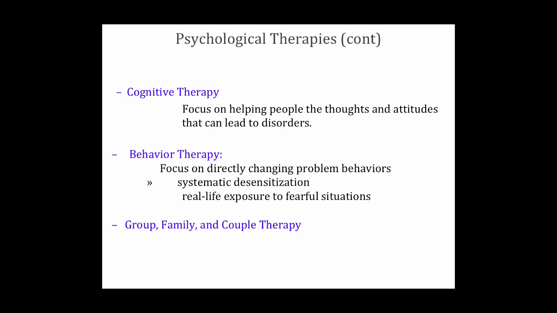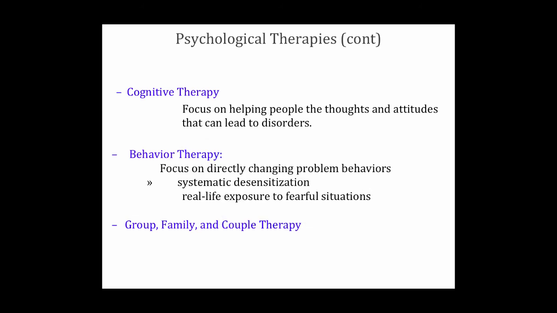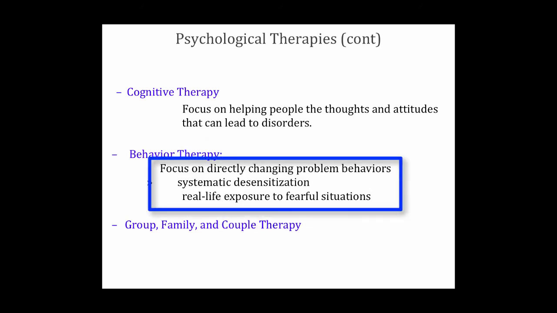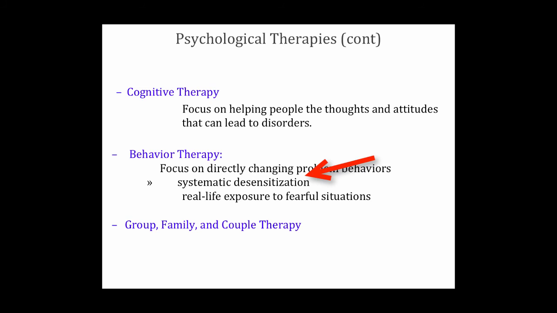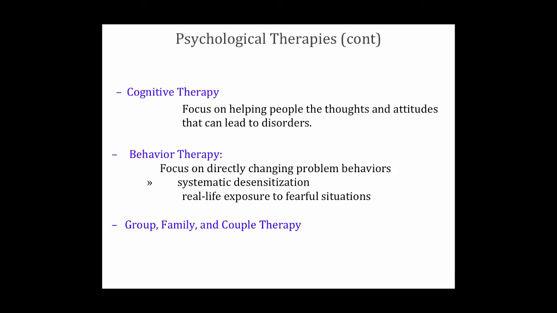Other types of therapies include what's called cognitive therapy, where the focus is on helping people with the thoughts and attitudes that lead to disorders. I think of cognitive therapy as trying to recognize what is actually going on in their life that has led to the disorder and focusing on that. Behavior therapy focuses directly on changing problem behaviors. It's also referred to as systematic desensitization, involving real-life exposure to fearful situations. I think of this as the person who is afraid of flying, like me, but we can talk about that later, as well as group, family, and couples counseling.